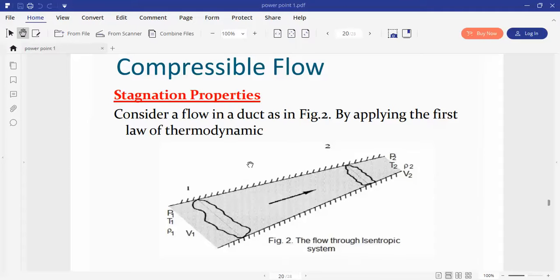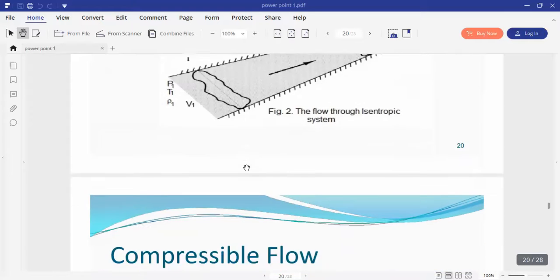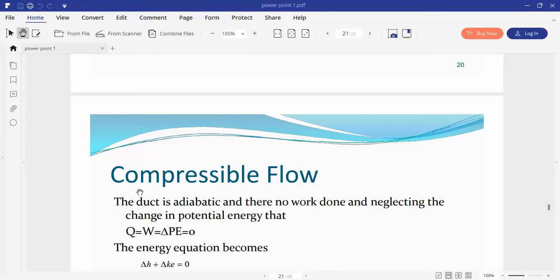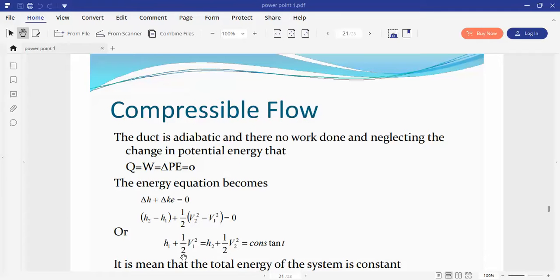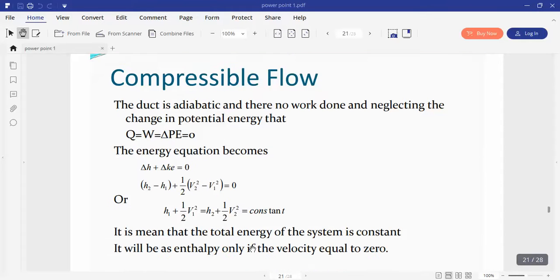By applying the first law of thermodynamics between these two states, we can get that when Q and W and delta PE equal 0, the duct is adiabatic, there is no work done and neglecting the change in potential energy, that Q equals W equals delta PE equals 0. The energy equation becomes delta H plus delta KE equals 0, or H2 minus H1 plus half of V2 square minus V1 square, or H1 plus half V1 square equals H2 plus half V2 square, and it equals constant. It means that the total energy of the system is constant.